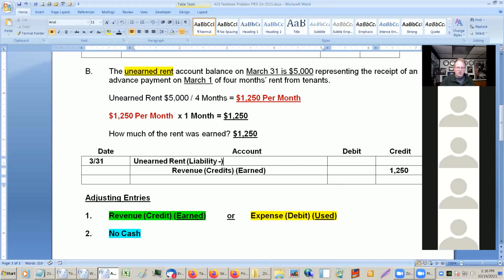And it's going down. We no longer owe them $1,250 of the rent. Now we still owe them 3 months worth, and obviously they'll still be in there for 3 months, but we've earned 1 month of it. So every month we're going to pick up revenue earned of this, and it'll reduce that liability. At the end of 4 months, we'll have no more liability, and we'll have earned all of that $5,000.